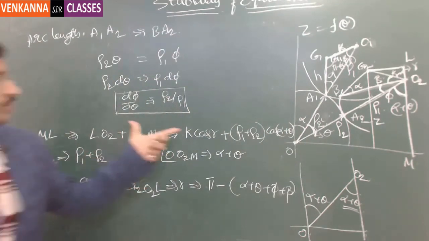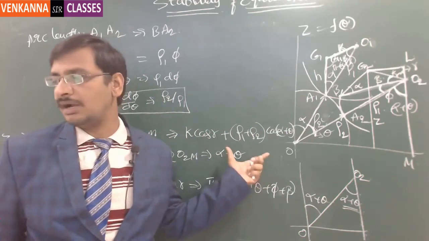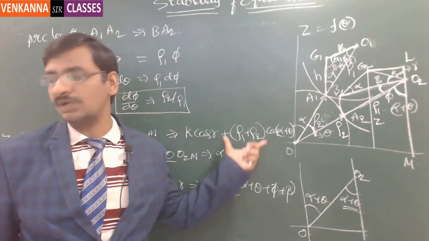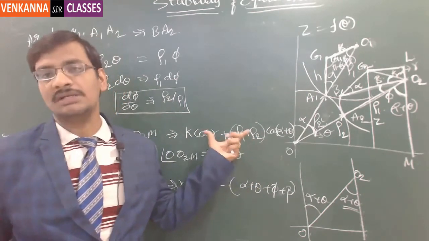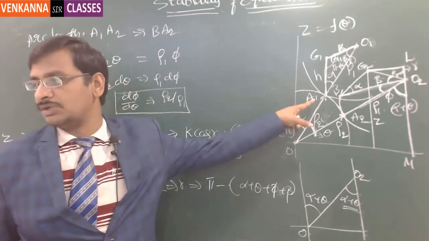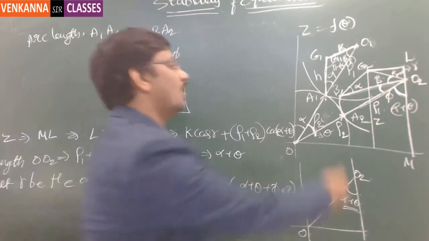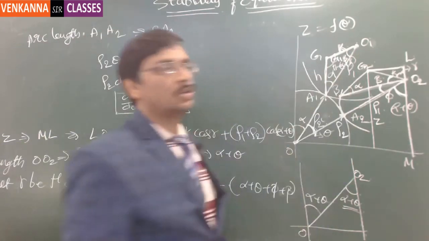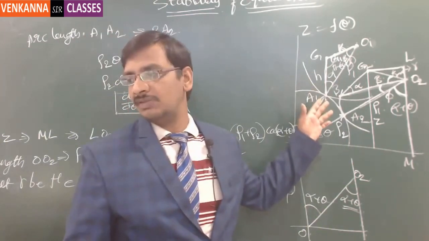Now actually we have to find dz by d theta and d square z by d theta square, and then try to identify whether the second derivative is coming out to be positive or not at this location. That is the initial location. So initially the body is at this location and we assume this is under the stable equilibrium condition.